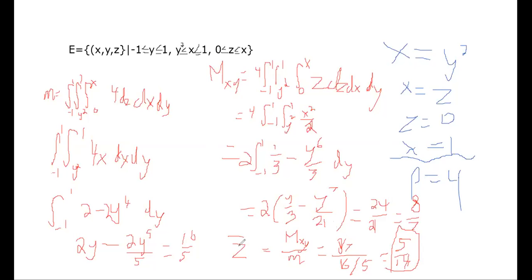So yeah, that's it. This is kind of as much as we care about with triple integrals for the moment. We'll deal with converting to cylindrical and eventually spherical coordinates soon. But for now, this is enough. So until next time.